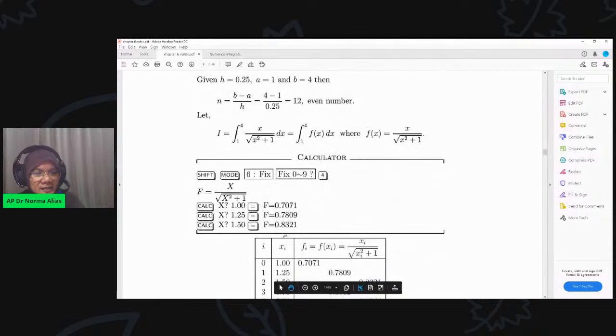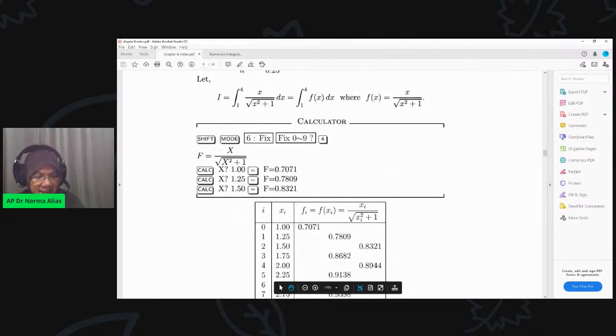In this case, please press your calculator. I don't want to go further. I'm worried because you need to answer in 20 minutes. Can you press your calculator to fix f equal to x divided by x squared plus 1? Okay, can you press?